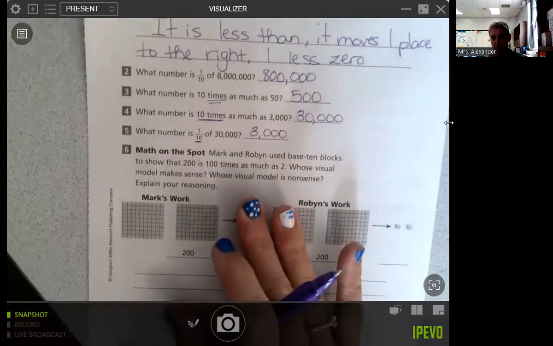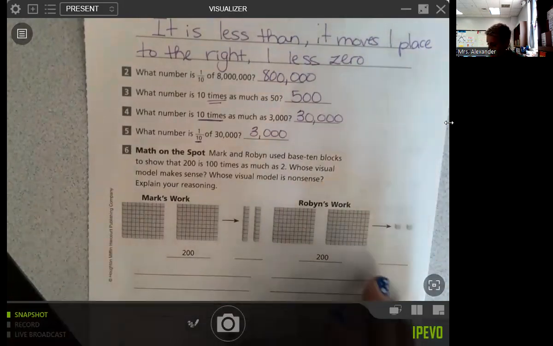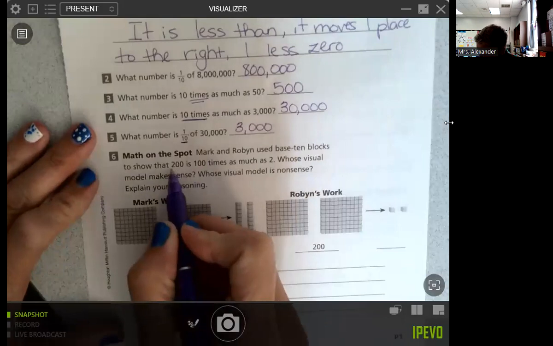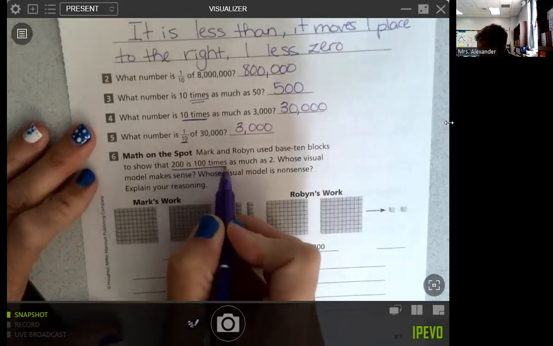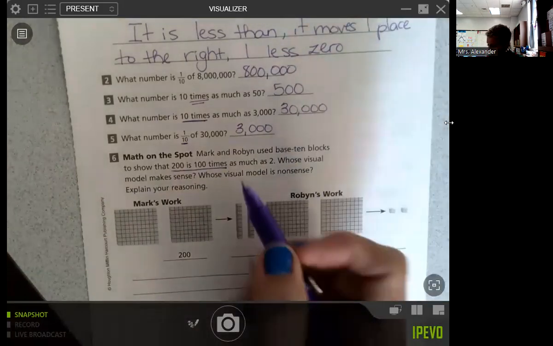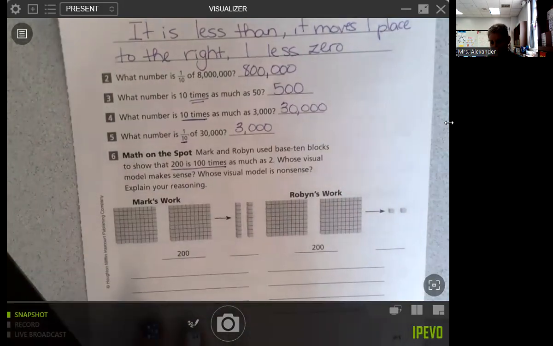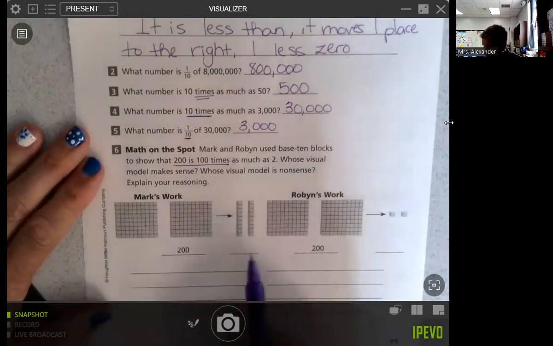This situation, number 6, math on the spot. Mark and Robin used base 10 blocks to show that 200 is 100 times as much as 2. Whose visual model makes sense, and whose visual model is nonsense? So we're looking for 200 is 100 times as much as 2. Think about that. They both have 200s as much as 2.